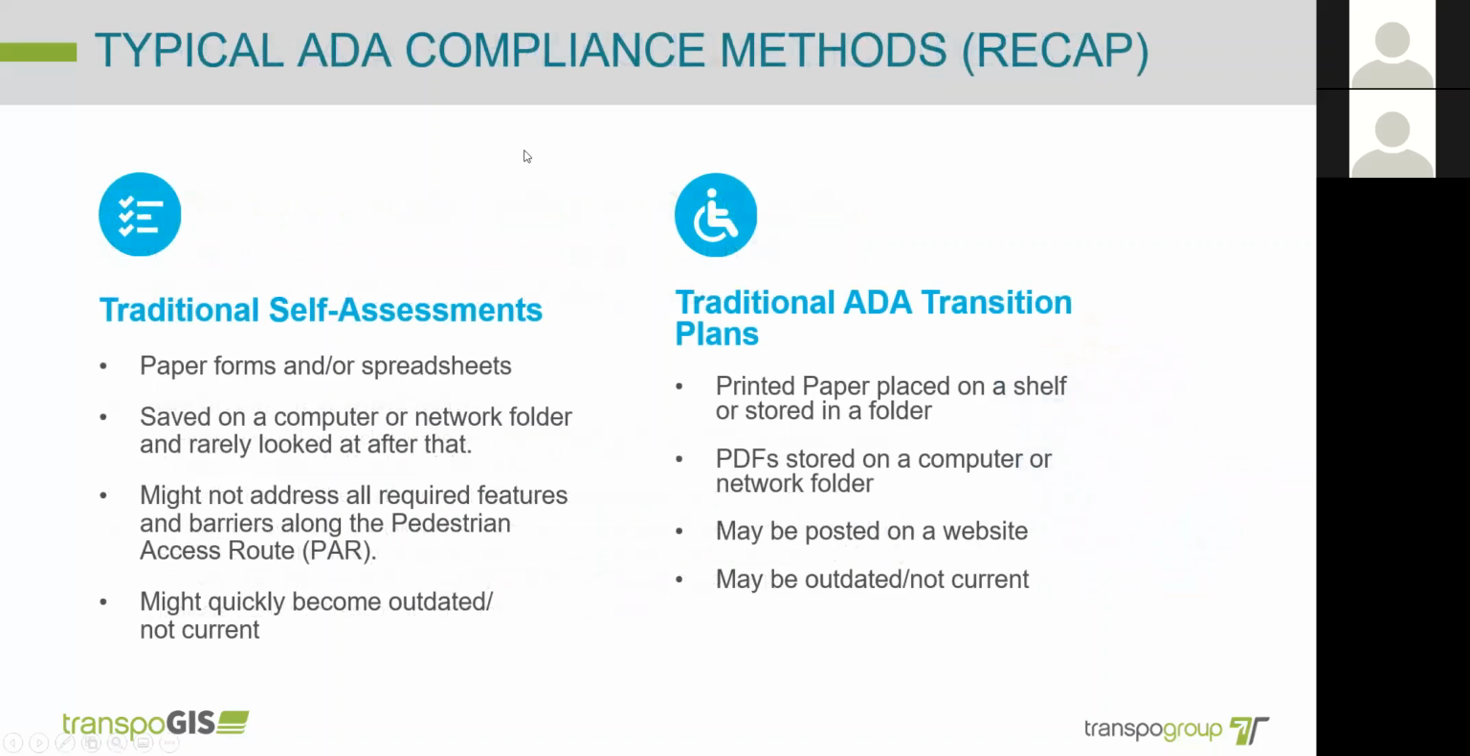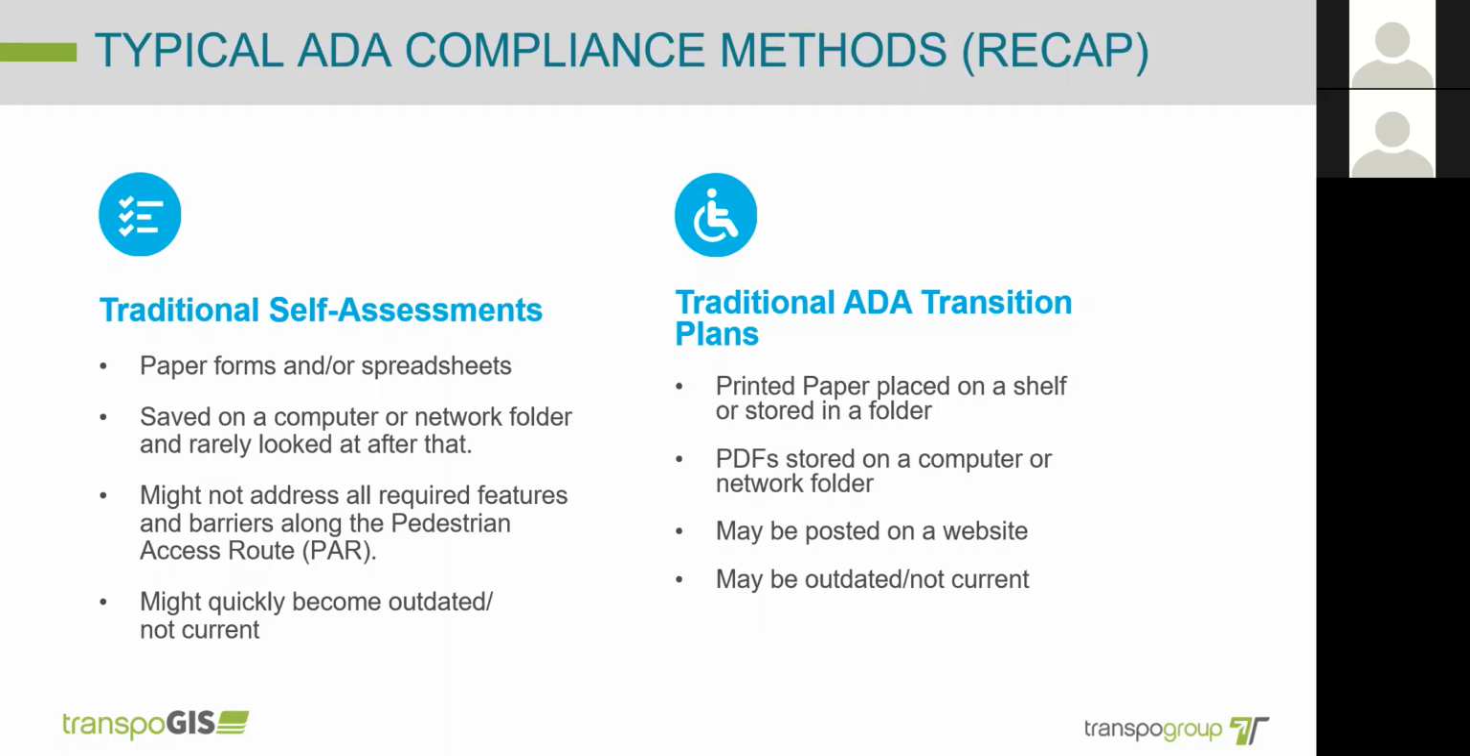So the traditional or typical ways, more non-GIS, of trying to be ADA compliant have been paper forms and spreadsheets. You might have those saved on your computer or printed out, whichever. And they might not all address those barriers and features that are within a pedestrian access route, or PAR, as you might hear. And again, if you're not keeping up on things, it can quickly be outdated.